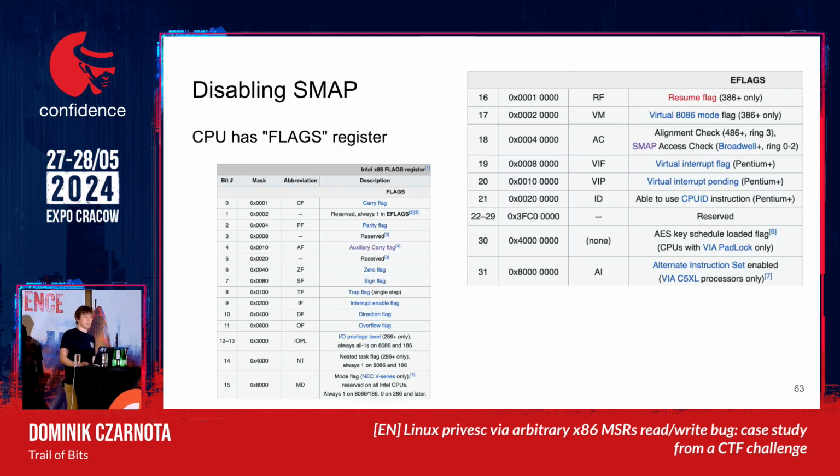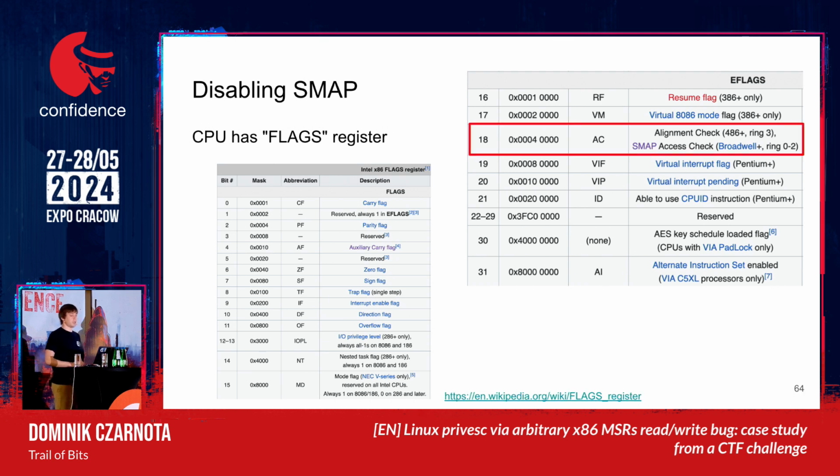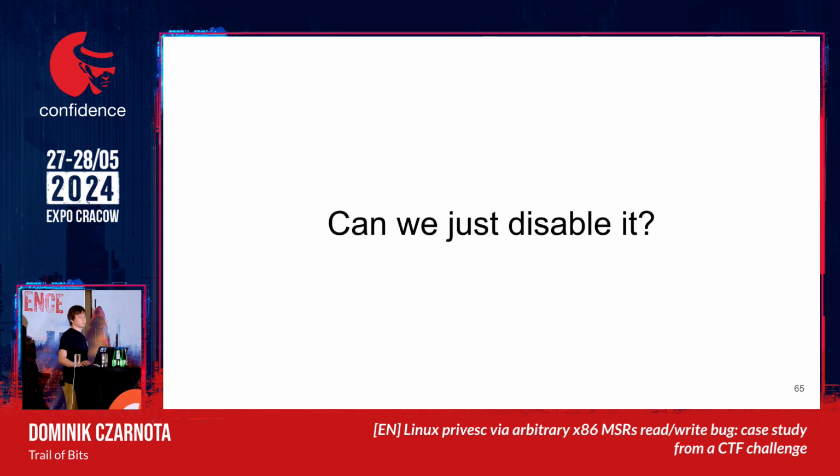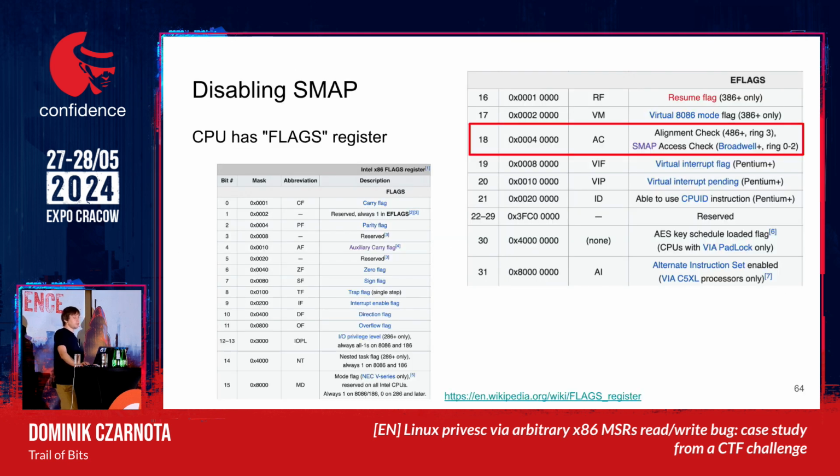And it turns out that CPUs also have a flags register, because CPUs have a lot of registers. And this flags register, usually it's used for figuring out whether a subtraction returned 0 or something like this. But there is one flag which is called alignment check. I wouldn't say it's widely used. User space programs usually don't really touch it at all. But the thing is that it says SMAP access check in this description from Wikipedia. And it turns out that maybe we can just disable this bit, and so SMAP would not work.